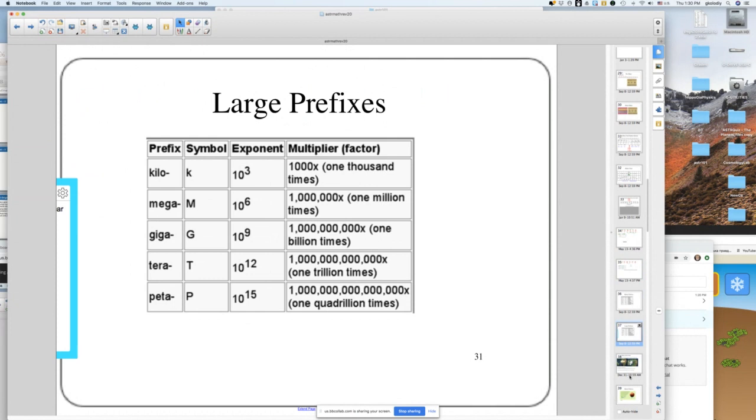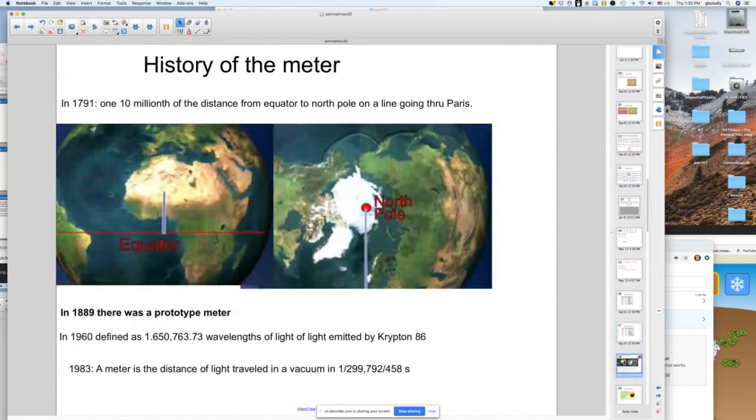Now you may ask, how did the meter come by? Who died and made somebody king who decided what the meter is? I don't know. But this is the way it was defined originally in 1791.